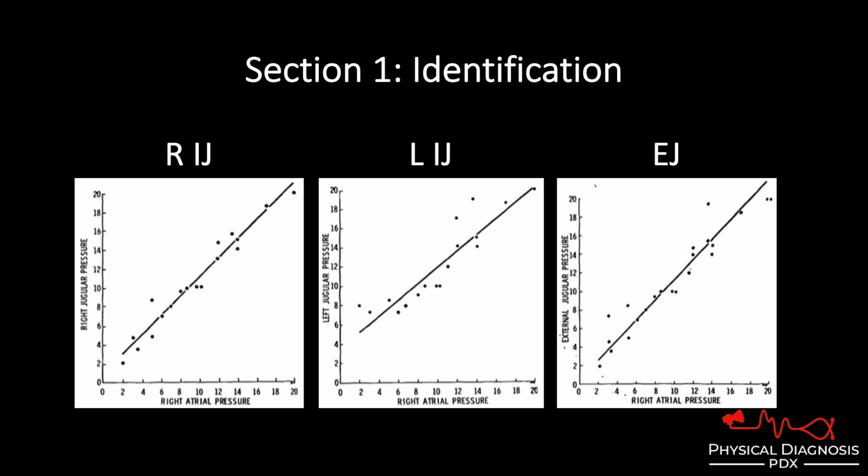This demonstrates two things. First, the right IJ is highly reliable for estimating central venous pressure. Second, the left IJ and the EJ are nearly as reliable as the right IJ. It should be noted that while the EJ can be used to estimate central venous pressure, it doesn't transmit the actual waveform very well, so it is less reliable for the purposes of qualitative assessment.